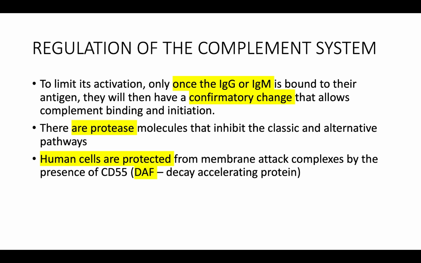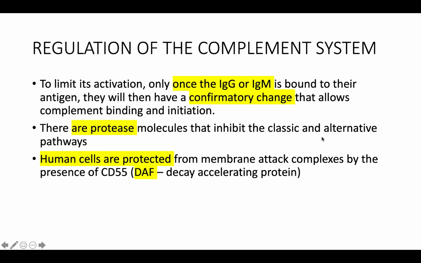So once IgM and IgG are bound to their antigen, they will then have a conformational change. They will change their shape a little bit, which allows complement binding and initiation. So that means complement will not always bind. Didn't we say IgG and IgM can activate complement? They cannot always get activated unless they are bound to their antigen. That's why we said antigen-antibody complexes are the only way to activate the classic pathway. They're not always going to, because IgG and IgM are always going to be present. If they do not bind their antigen, they're not going to have this conformational change, which will not activate the classic pathway. So this is one limitation here.